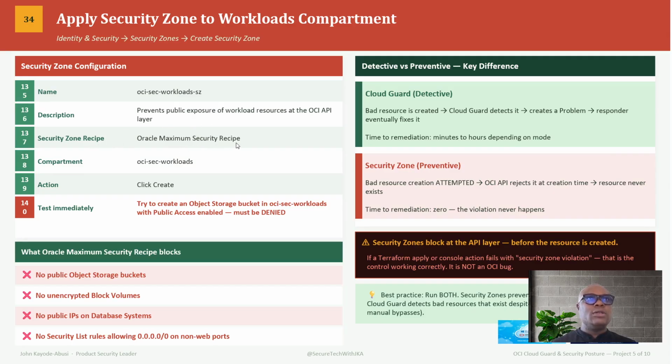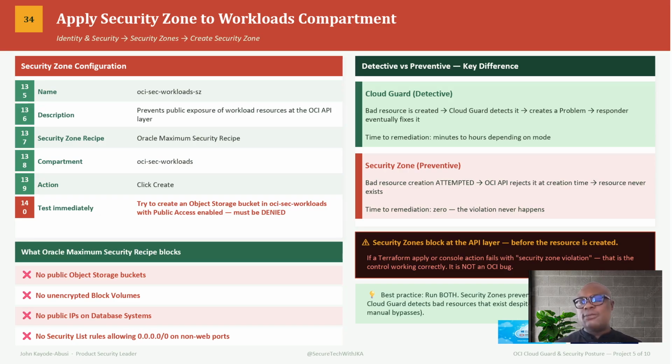Security zone, Oracle maximum security recipes, compartment. These are just clicks. This is just the way to do that. So try to create an object storage bucket in this particular compartment with public access enabled. It must be denied. That is what happens when you configure this. With Cloud Guard, a bad resource is created, Cloud Guard detects it, creates a problem, and the responder eventually fixes it. Time to remediation is maybe minutes or 2 hours, depending on the mode. That is the detective versus preventative difference we are looking at here. When you come to security zone, it's preventative, like I said. If a bad security configuration creation is attempted, OCI rejects it at creation time.